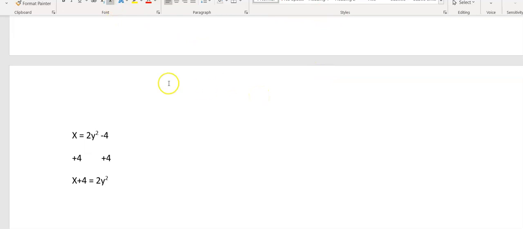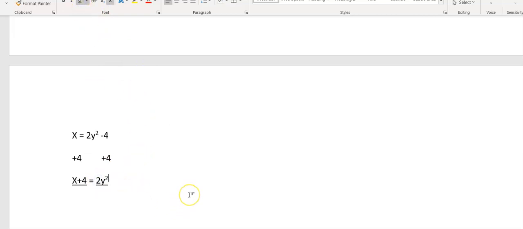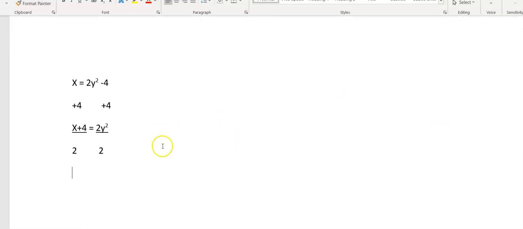And just like in the last one, let's get the y by itself by dividing our 2 out. So I'll do that on both sides. Divide by 2 here, and divide by 2 here. And now I have x plus 4 over 2 equals y squared. All right, and to get rid of y squared, we're going to take the square root.